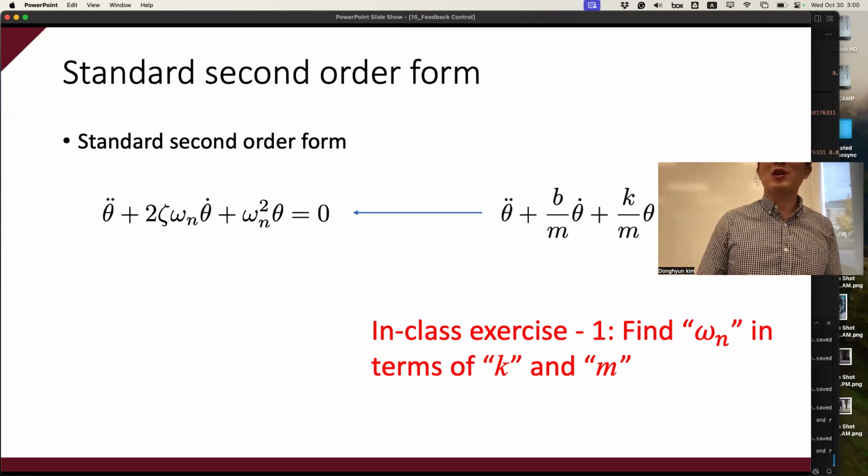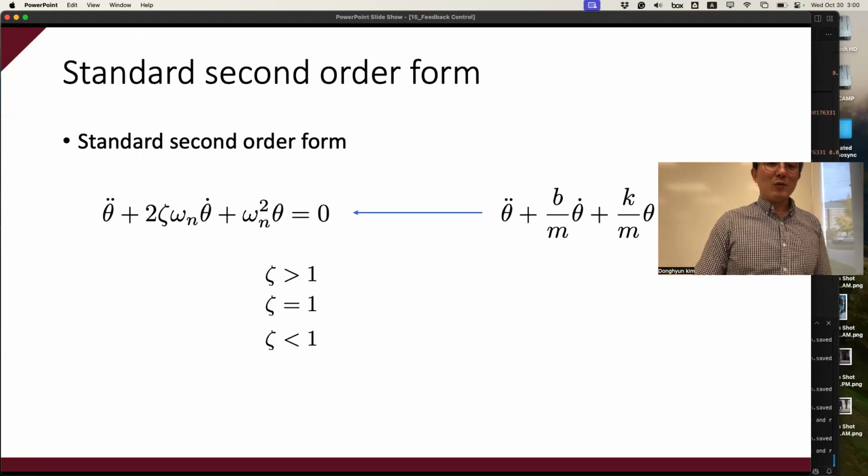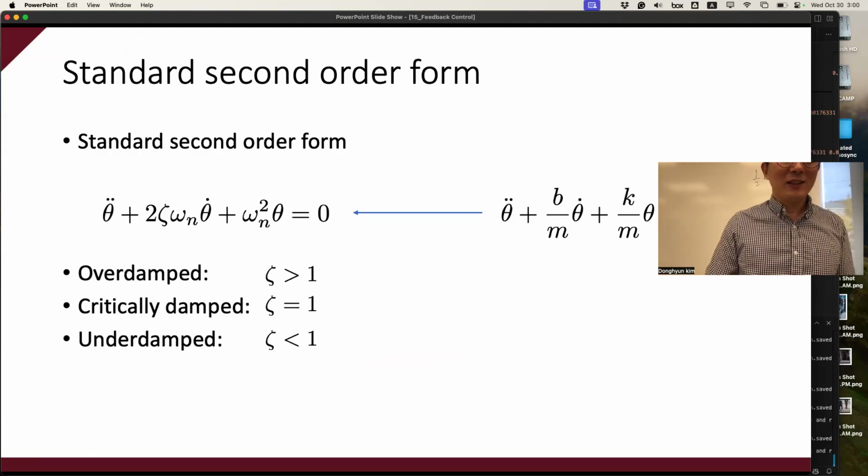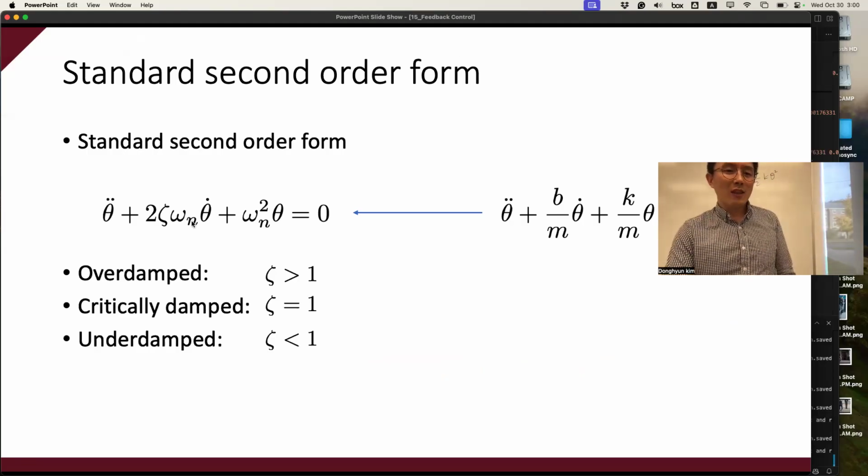Omega n is the square root of k over m. I just want to make sure that everyone is following, since so far it seems too straightforward and easy. This term seems related to B, which is the damper, right? And the damping ratio has this meaning. If it is 1, then it's critically damped. If it is less than 1, underdamped. If it is larger than 1, overdamped.